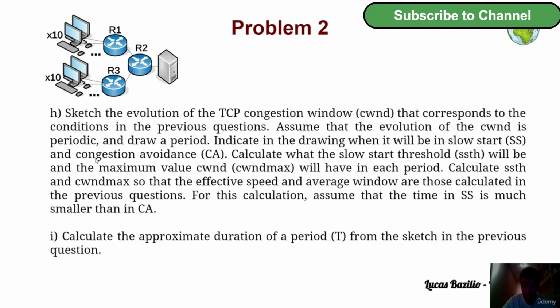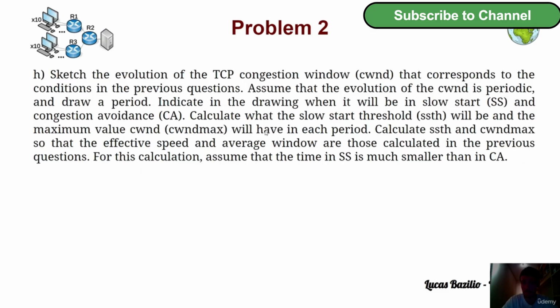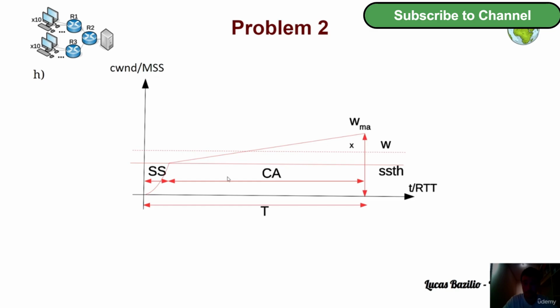So remember, in question H we drew a sketch of the evolution of the TCP congestion window, and this evolution of the congestion window is periodic. We have different periods that follow the same behavior, and so we drew this sketch. Now what we need to calculate is the approximate value in seconds of this period.